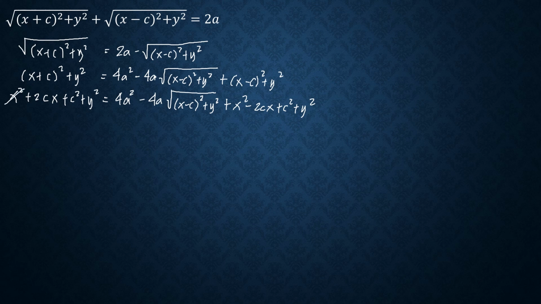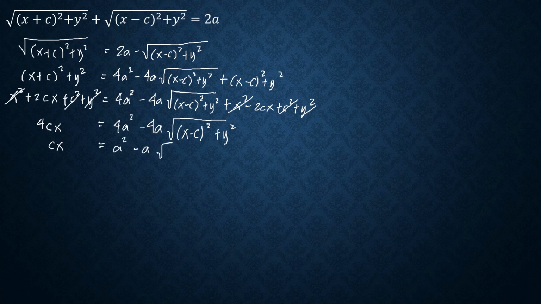Subtracting x squared from both sides, x squared cancels. Also, subtracting c squared from both sides, and y squared cancels by subtracting y squared from both sides of the equation. And then if we add 2cx to both sides of the equation, we will have 4cx equals 4a squared minus 4a times the square root of (x minus c) squared plus y squared. All terms can be divided by 4. So we have cx is equal to a squared minus a times the square root of (x minus c) squared plus y squared.